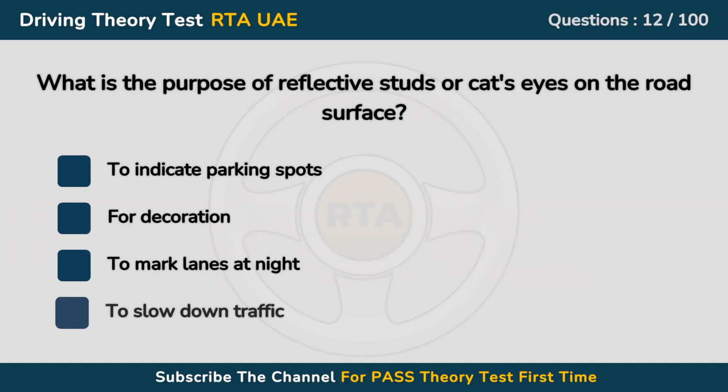Question 12. What is the purpose of reflective studs or cat's eyes on the road surface? A. To indicate parking spots. B. For decoration. C. To mark lanes at night. D. To slow down traffic.